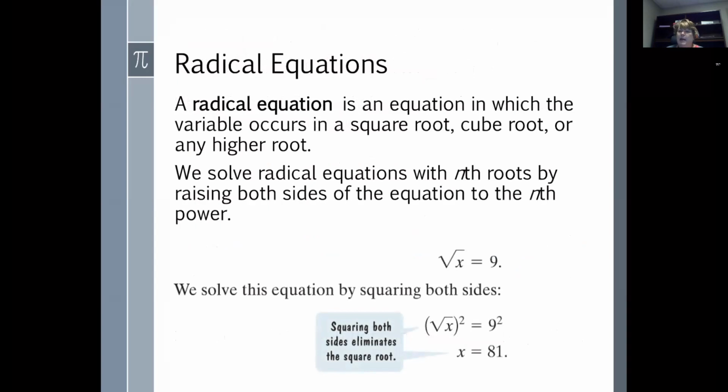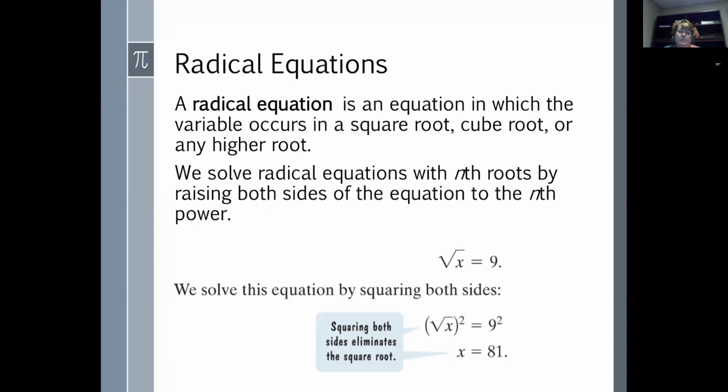So how do I get that variable that's underneath that square root symbol out of the square root symbol? The simplest way to do this is to square both sides, because you know that if you square the square root, then you get the value underneath the square root. So the square root of x squared is just x.